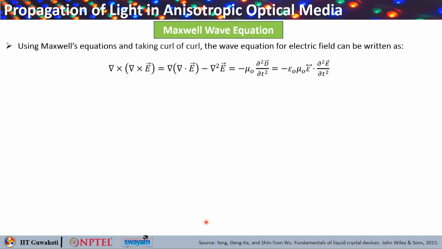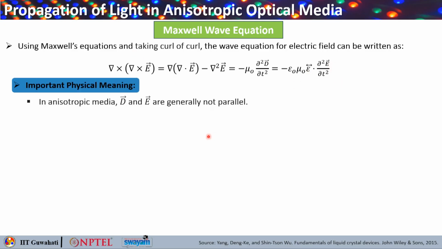Now, if you use the Maxwell wave equation, we have seen earlier that you can take curl of curl of E, you can write it as gradient of divergence of E minus del square E, then you substitute, this term becomes 0, okay, in the source free medium, and you get this, okay. So D can be further substituted using epsilon naught epsilon E. So this is how the wave equation looks like.